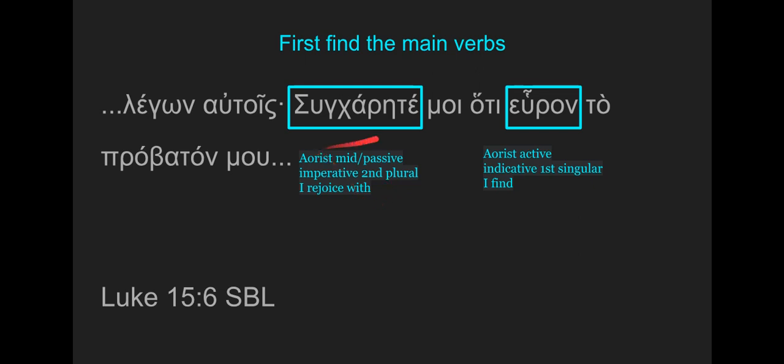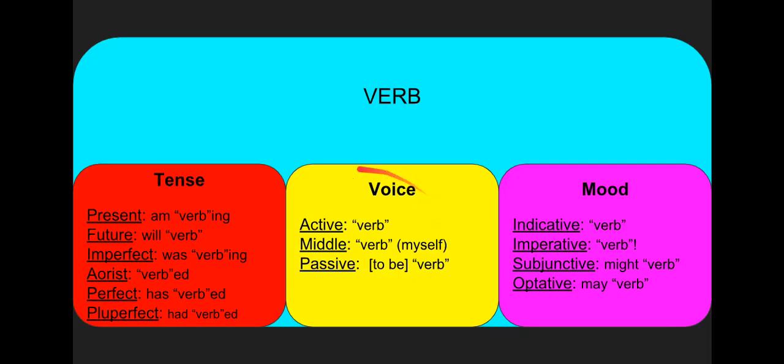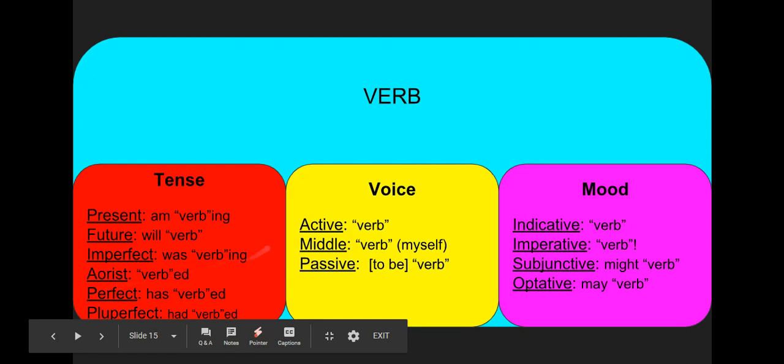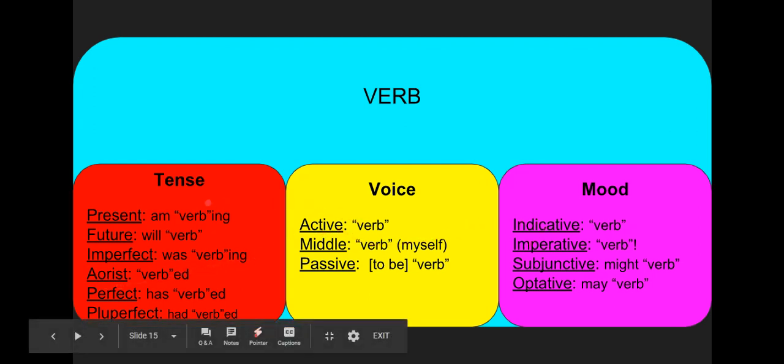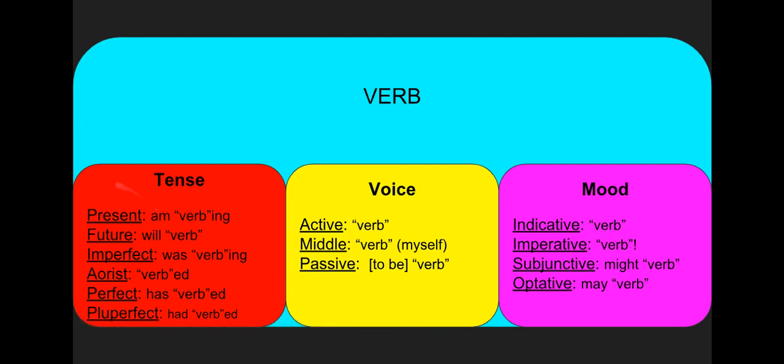And then there are these three things. So aorist, active, indicative. What are these three things? They are tense, voice, and mood. So we have aorist, active, indicative. So the first one here, tense, has to do with when the action is happening. So present, it's happening now in the present. Future, it's happening in the future.